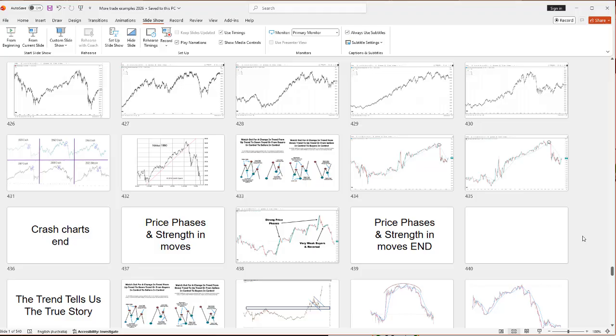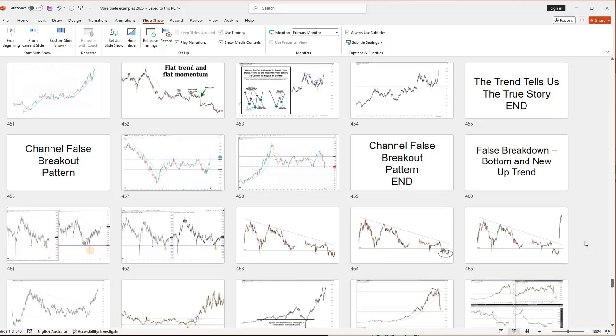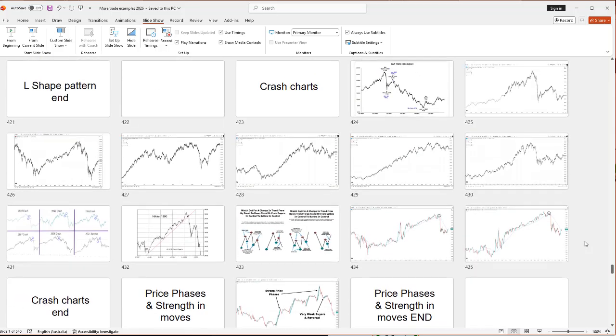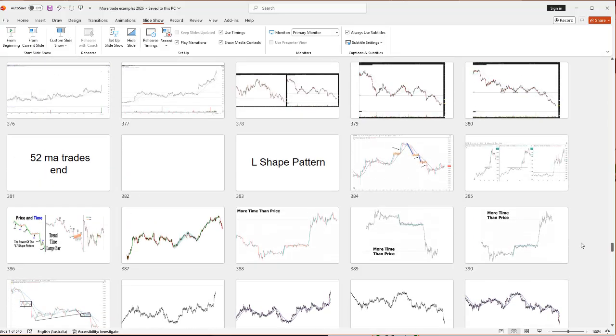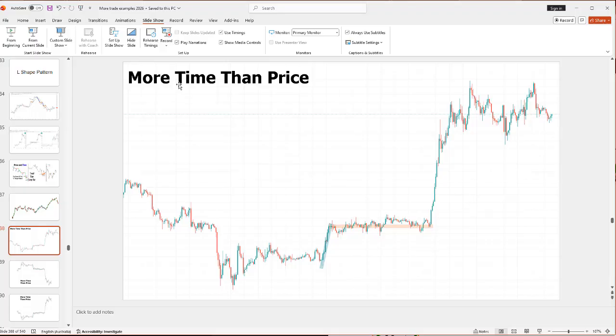Because when we go through a price phase, right? Once again, if we go through some more examples here for a minute, I'll just show you some. Here's an example here, right? More time than price. What do we have here? This is a strong move up. That's our price phase. Then we went through what? Went sideways, sideways, sideways. See all that long sideways? That's called a long time.